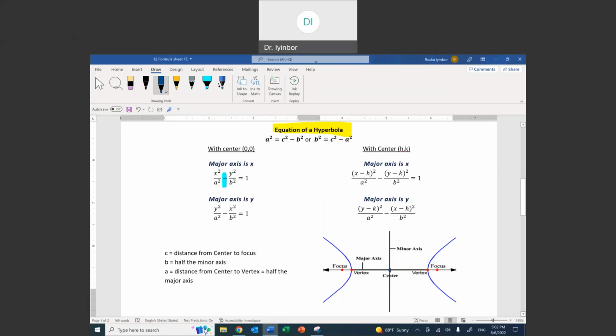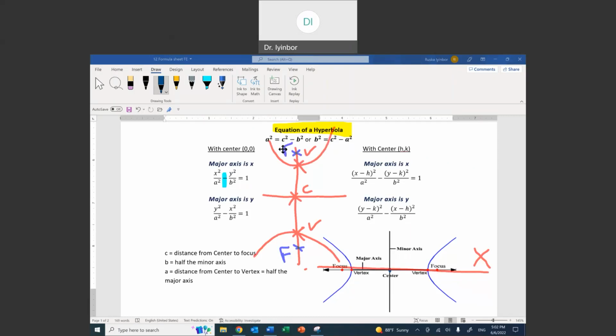So this is the center, this is a vertex, and this is a vertex also. And the focus is on the inside. So focus 1 and 2, there are two again, are going to be inside. So this is a focus, and this inside here is going to be another focus. So you have two vertices and two foci symmetrical through the center. Okay? So that's how you figure out which one is the major axis.